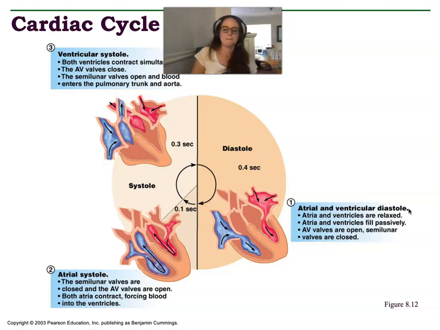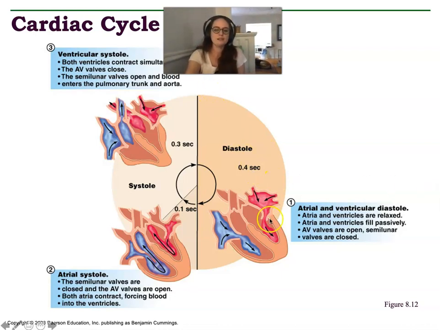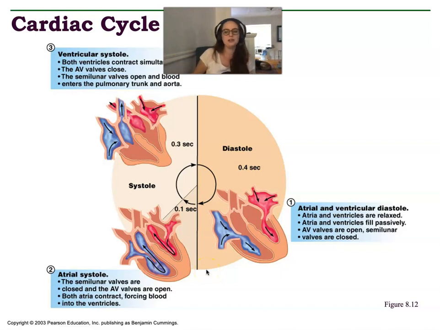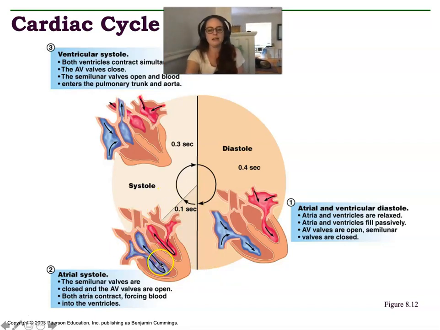Now, there is a time when your entire heart is in diastole, everything's relaxed. That's called atrial and ventricular diastole. The next stage, really the first stage in my opinion, I like to start the cardiac cycle here, is atrial systole. So the atria contract first. When the atria are contracting, the atrioventricular valves are open and the semilunar valves are closed.